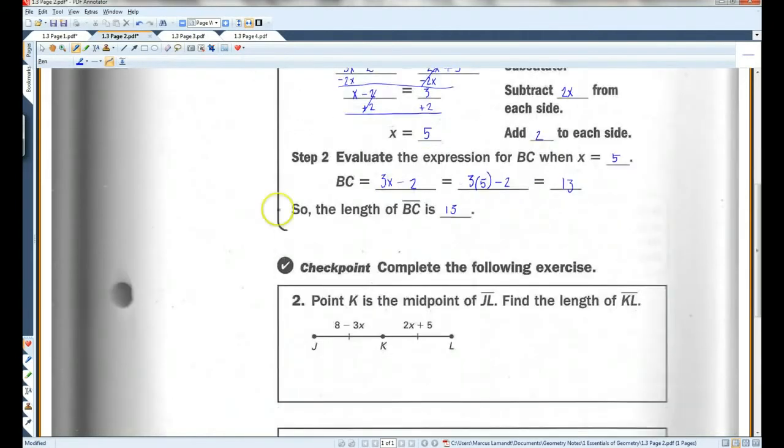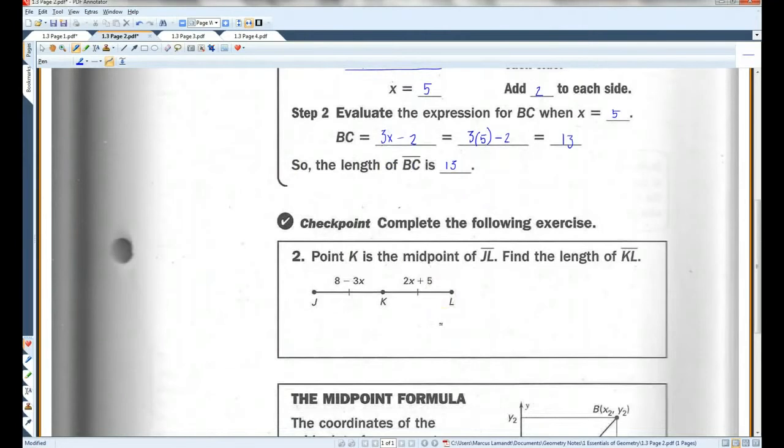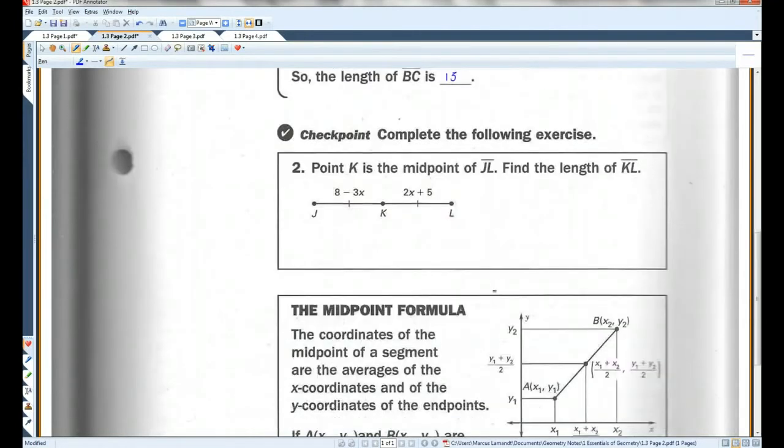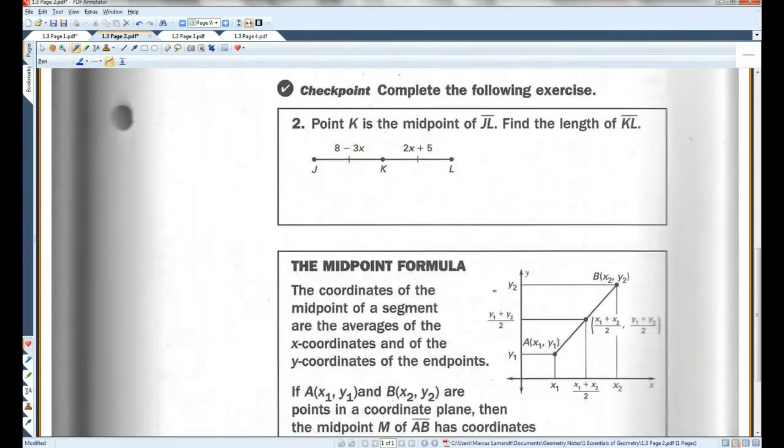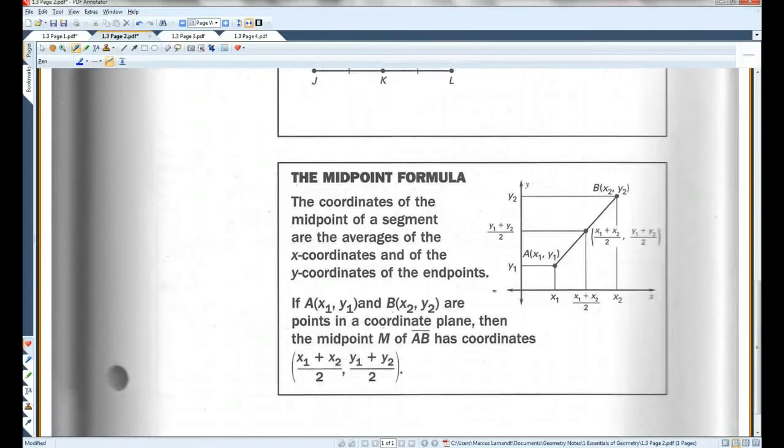Alright, this one's very similar. You can pause the video here and try it. Okay? Make sure you guys actually do these checkpoint problems because I do grade them.